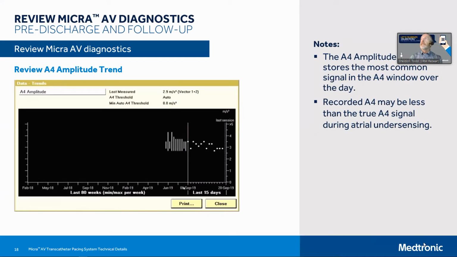We also have an A4 trend. You can look at how that A4 signal is adjusting over time, and look for whether things have changed. It's very similar to the P and R wave trends that we have for electrical sensing. And I think at Heart Rhythm this year, we have an abstract looking at, from our CareLink database, the trend of how stable it is and what the typical value is for a lot of patients.